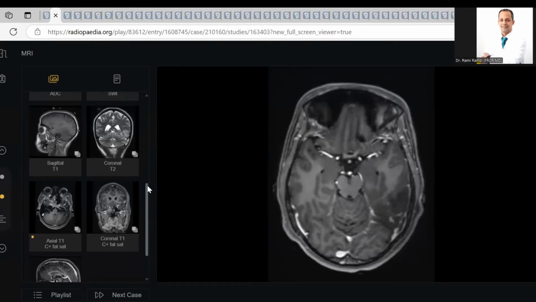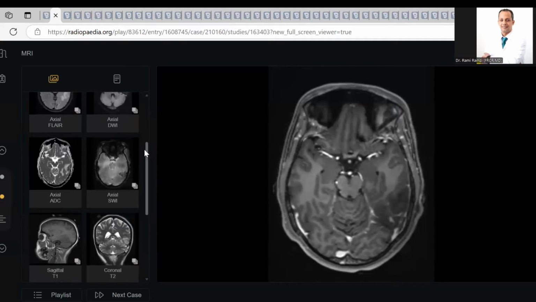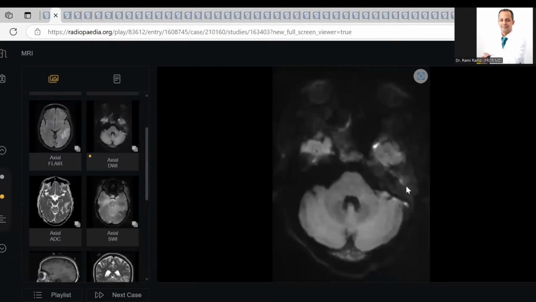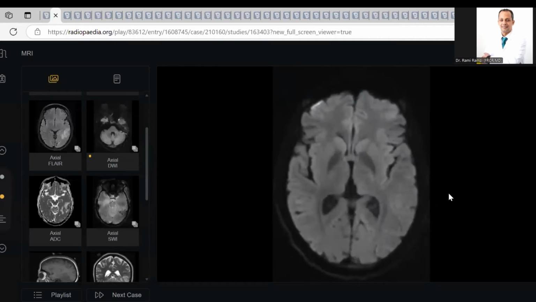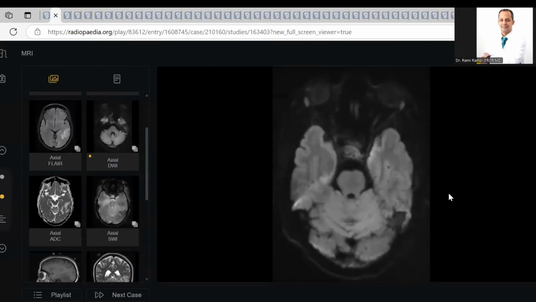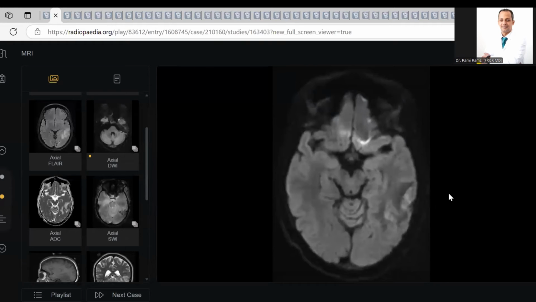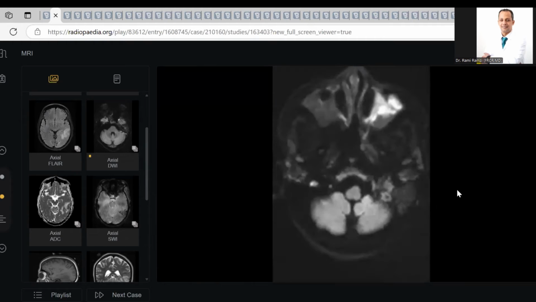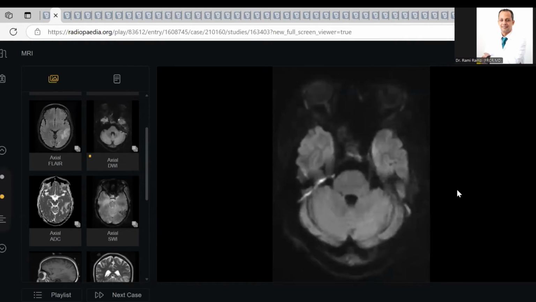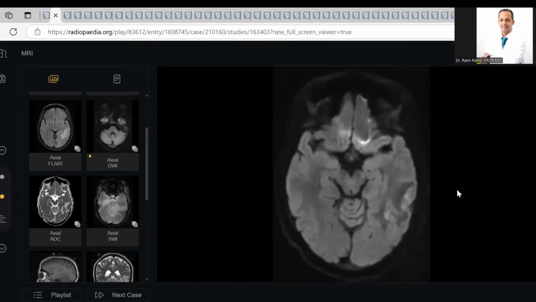Do you expect the restriction in encephalitis? Do you expect restriction in encephalitis? Try to connect this with this sinus, please. Okay, so this is very the temporal lobe infarction. Yes, yes. Could you tell me what type of infection?